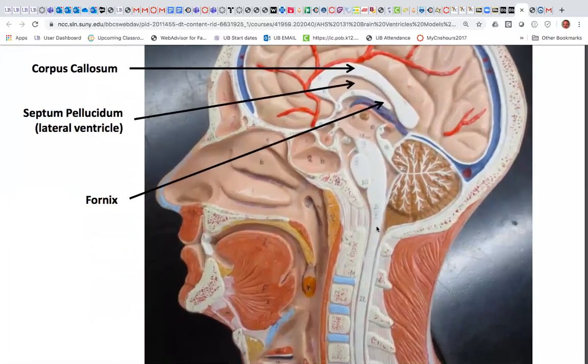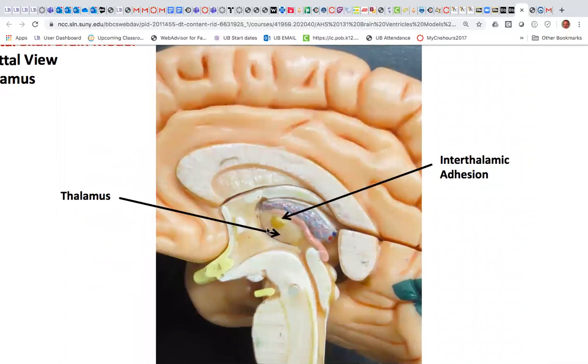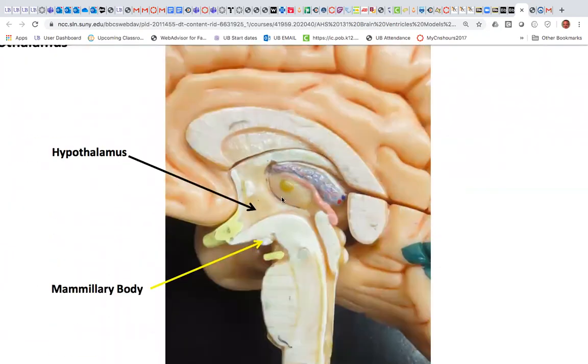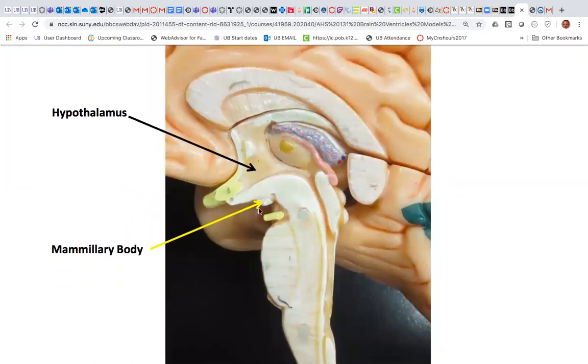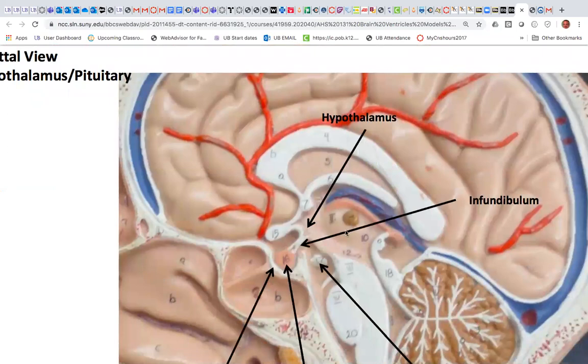If we look a little further, here is the medulla, here is the pons, here's the midbrain. We'll see those again coming up. This is the thalamus, and then there's that interthalamic adhesion. Thalamus is here, below it, hypothalamus. Thalamus, interthalamic adhesion, hypothalamus. The hypothalamus controls the autonomic neural system.